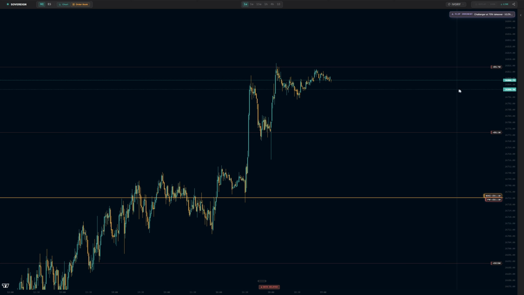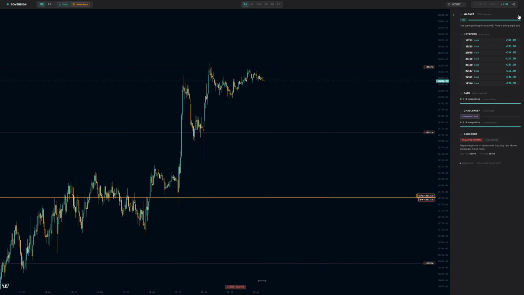That was helpful. So furthermore, the right side panel will be getting a rework, but for now, the backdrop should be all that you need. You will see that we are in a negative gamma environment. Dealers are selling dips. They're buying rips. We're trendy. Next, you will see hotspots.